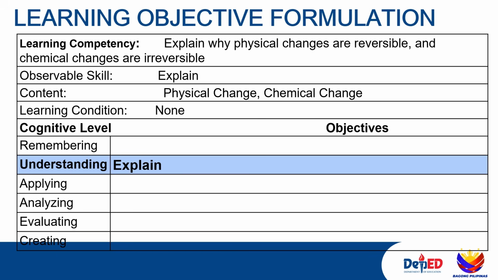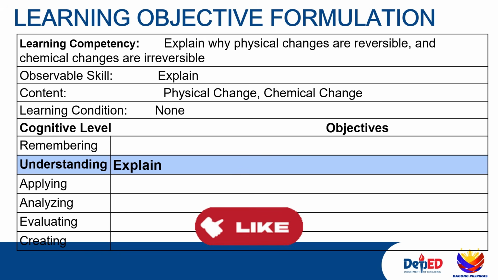Let's have some example. Our learning competency is: explain why physical changes are reversible and chemical changes are irreversible. The observable skill is explain. The content is physical change and chemical change. The learning condition is explicit.